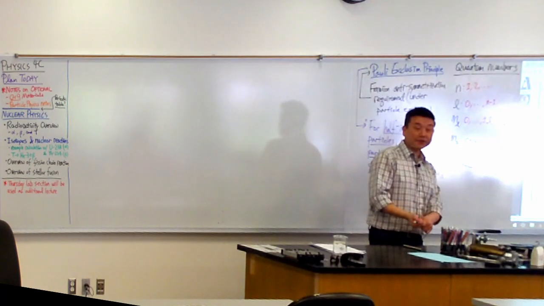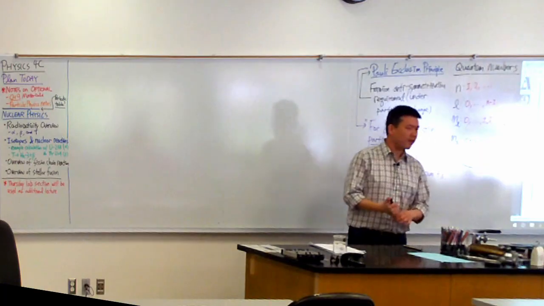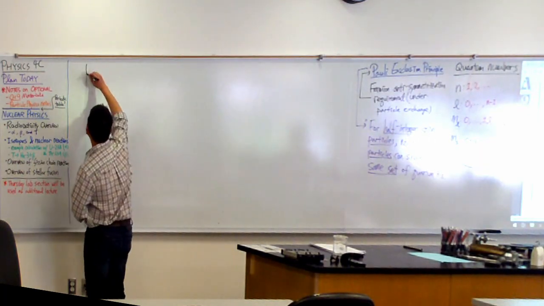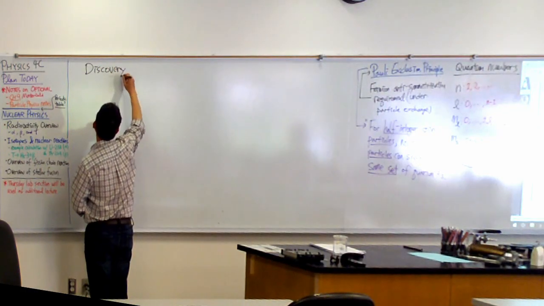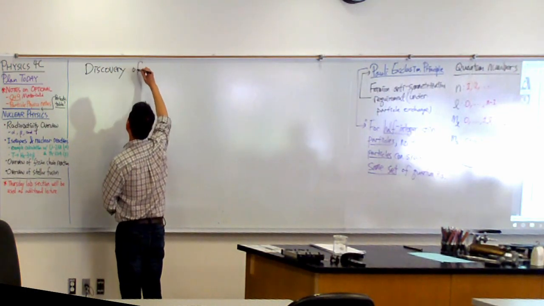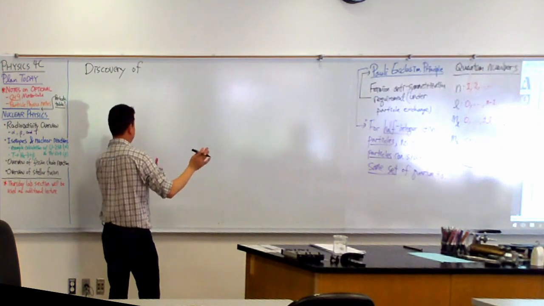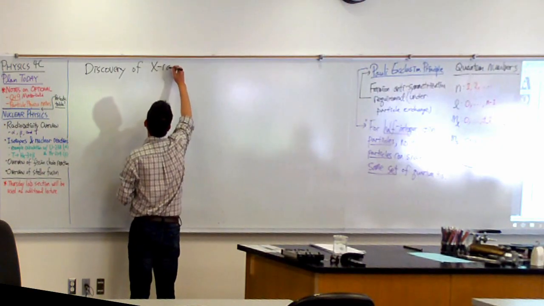So last time we actually talked a little bit about X-rays, right? Do people know how X-ray was first discovered? From the cathode rays? Yeah, cathode rays. What are cathode rays? Electron. Okay, let me rephrase it. So let me discuss the discovery of X-rays.